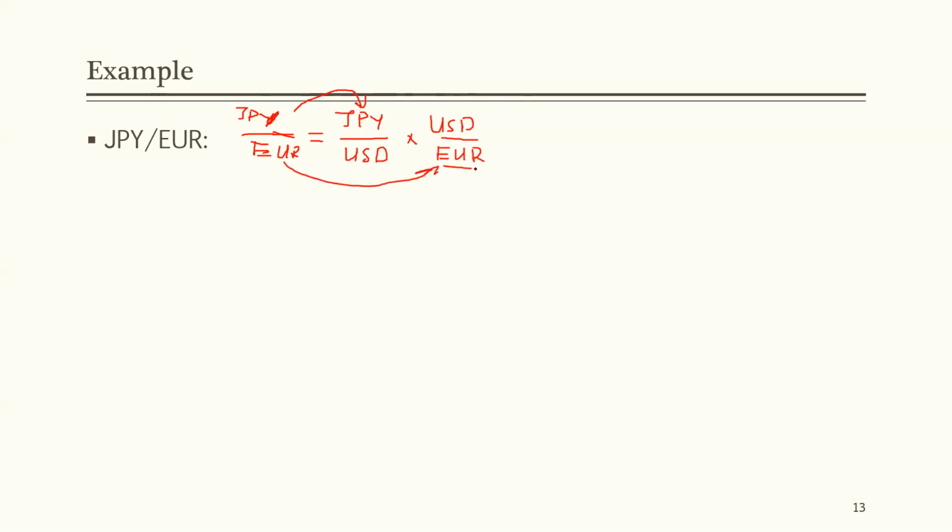So let's apply this formula to work out, say, one cross rate. Let's say we want to work out the Japanese yen over the euro cross rate. If I want to write the formula for the cross rate for this exchange rate, what do I write? I'm going to have the Japanese yen divided by the USD, and I'm going to times it by USD divided by the euro. One way to check if you get the formula right is if the Japanese yen is the numerator, it should be on the top here. If the euro is on the bottom, it should be on the bottom here.